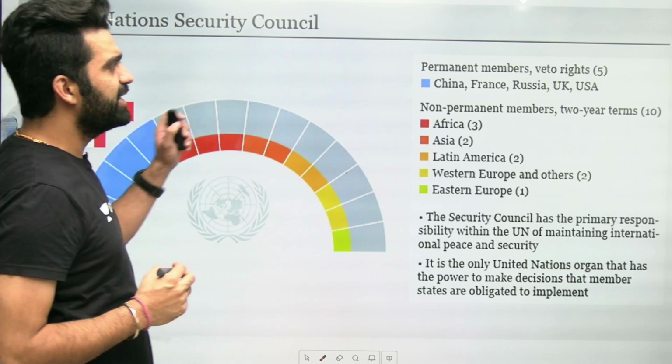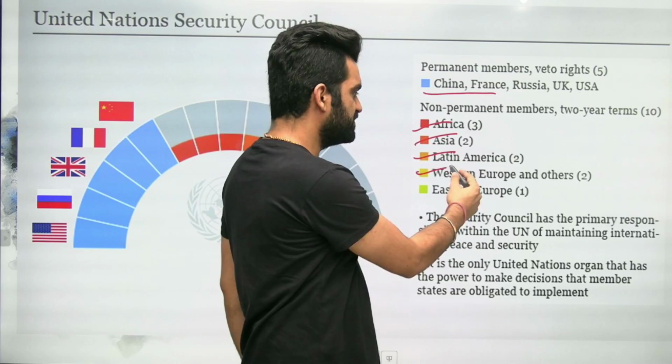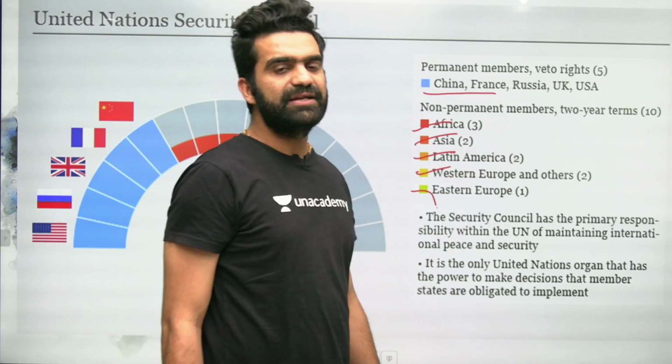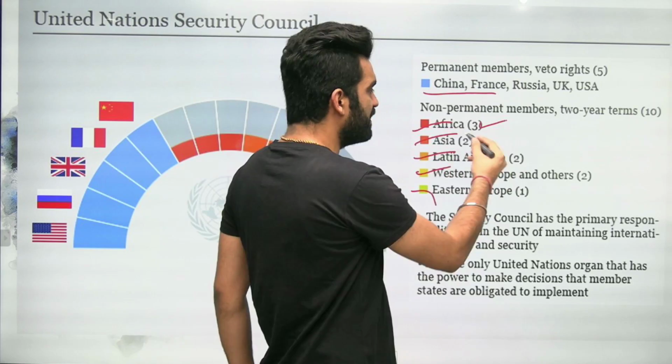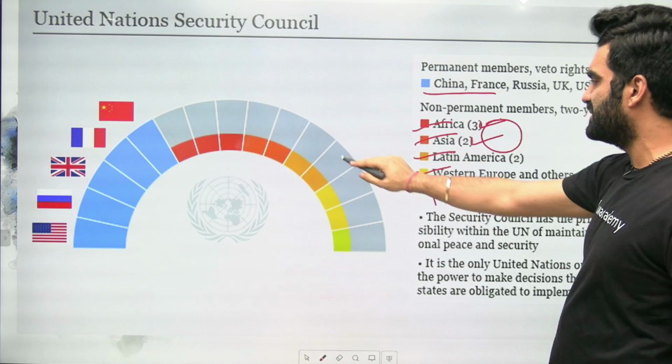United Nations Security Council permanent members, I have told you, as of today. These are the 10 non-permanent members: Africa, Asia, Latin America, Western Europe and others, then Eastern Europe. Okay, this is how the distribution of seats happens. Non-permanent members would be elected for a term of 2 years. 3 members have to be from Africa, 2 members have to be from Asia, so as to geographically equally distribute the composition of seats. If there are 10 seats, this is how they have to be distributed.